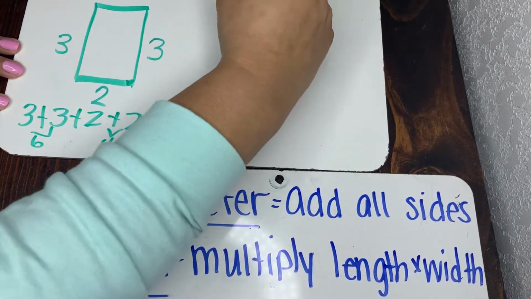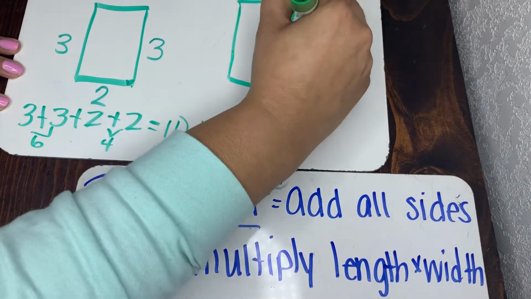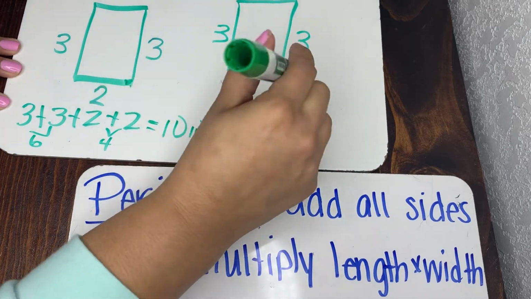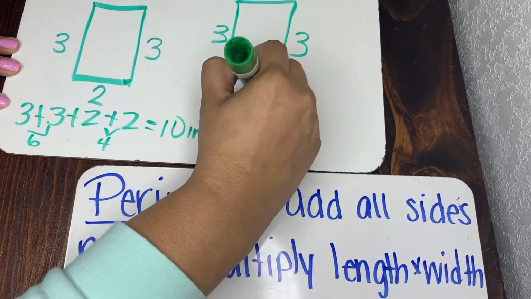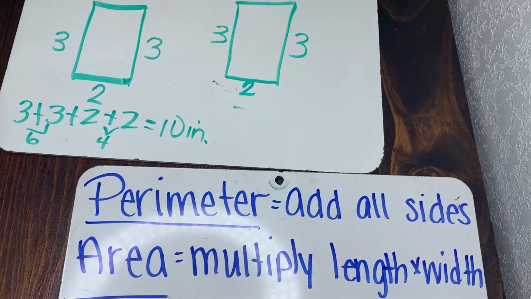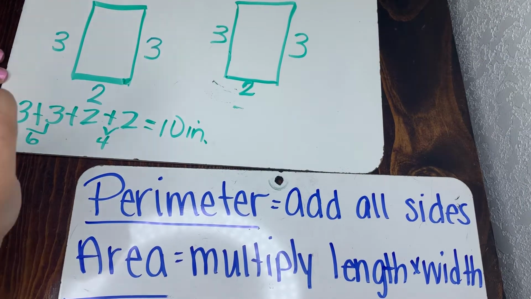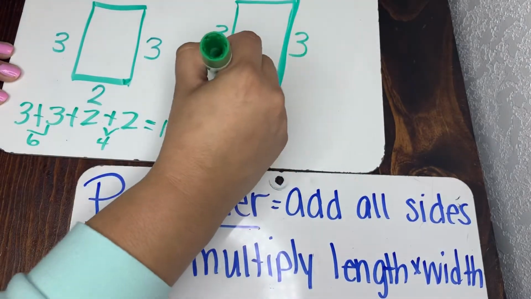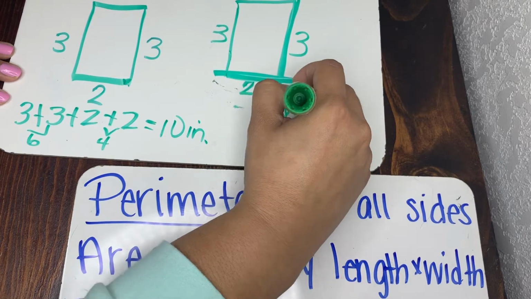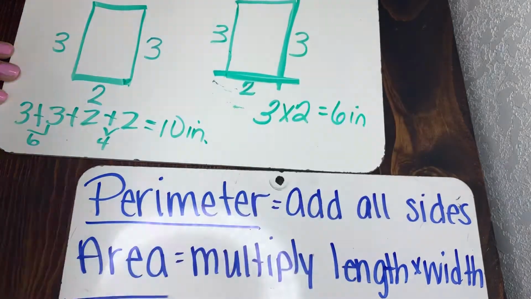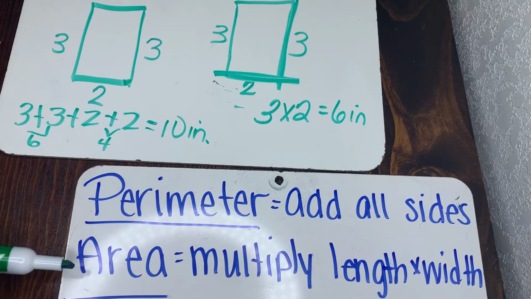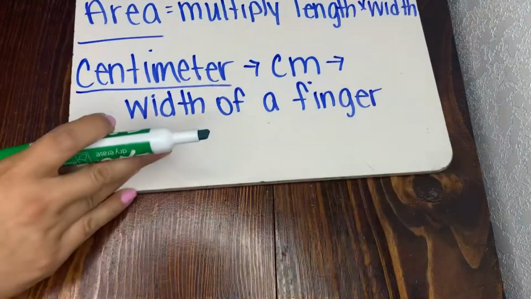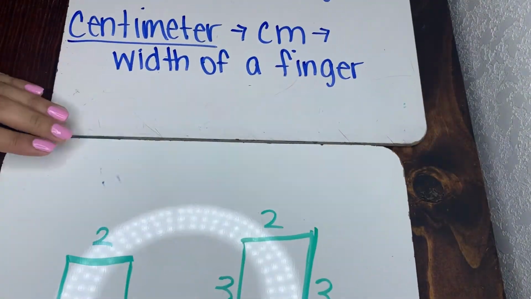So if I am doing this same image of my perfectly beautiful rectangle, I have 3, 2, 3, 2. This is our rectangle. Now we are multiplying length, which is the long way, and width is the short way. So 3 times 2, and that equals 6. So that's our review on perimeter and area, because some of these are going to be in your homework for today.